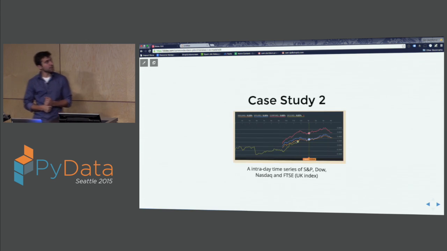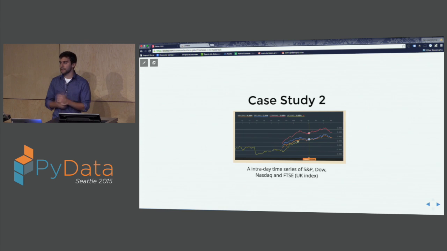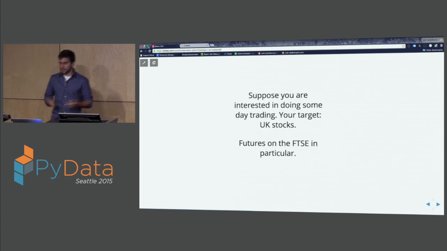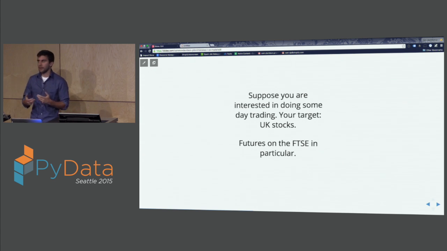So case study number 2, I used to work in finance before I started at Shopify, and we used to do some day trading. This graphic is intraday stocks for the S&P, the Dow, the NASDAQ, and the FTSE. The FTSE is the UK index, the one in yellow. The markets open at different times. So suppose you are interested in day trading. Your target is UK stocks, in particular the futures on the FTSE.